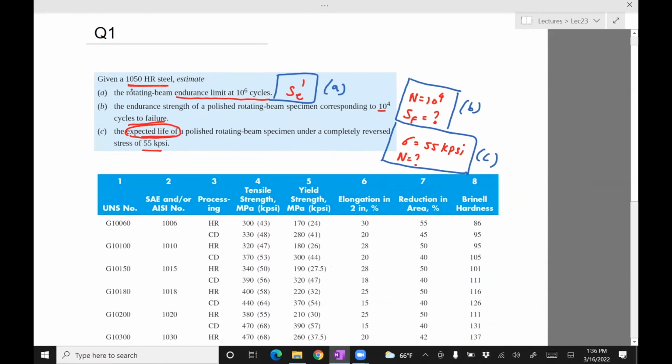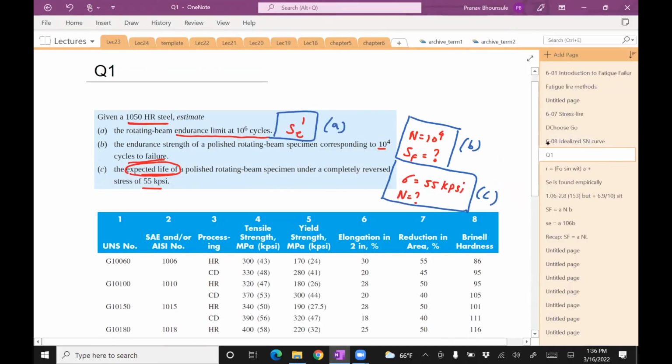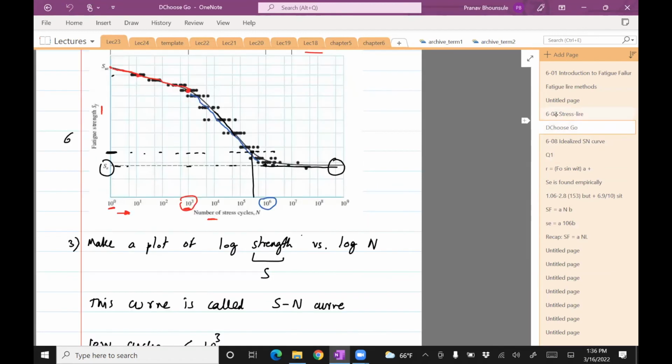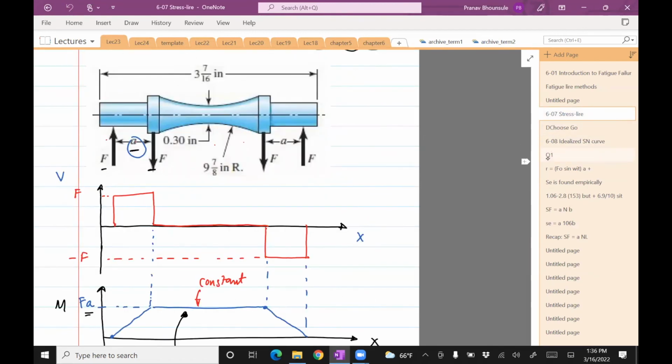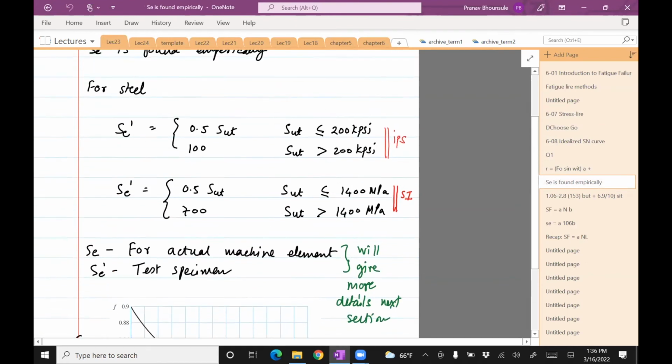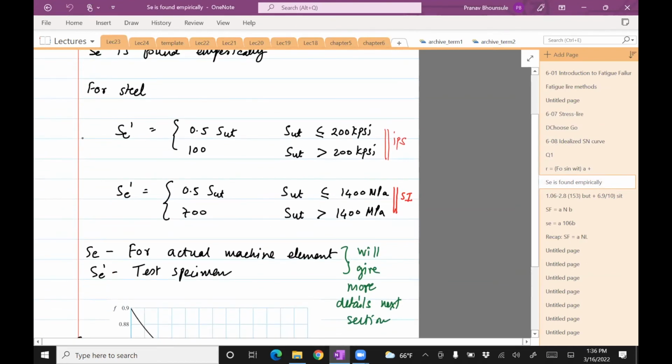So first of all, how do we compute SE prime? I had given a formula. Again, this is all empirical, so there's nothing conceptual about this. The formula is, I think it's right here. You can see that depending on what the ultimate strength, SUT, is, you can compute what SE prime is. I believe this problem is in kpsi because in part C we were given the stress in kpsi. So let's just use the IPS units to solve this.